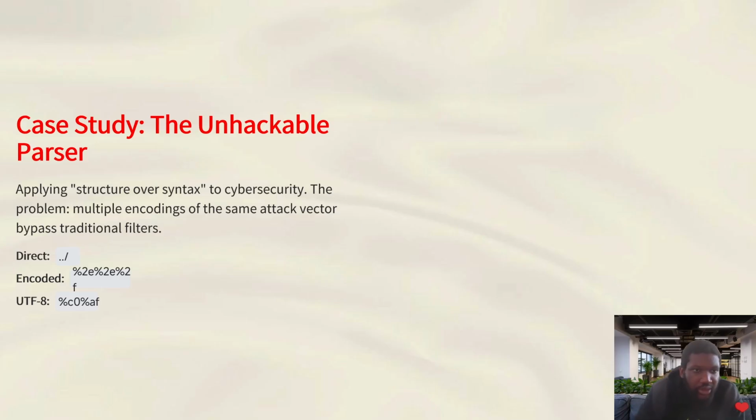Okay. Now, Unicode security 3. Case study: apply structural syntax to cybersecurity. The problem is multi-encoding of the same vector bypassing relational filters. Directory dot, encoded: basically the encoded format of the declaration dot. If I type this in a terminal, the UTF representation is problematic, because these are traditional bypass filters. I can use this structure of syntax for cybersecurity. The problem: multiple path encodings of the same attack vector bypass relational filters.